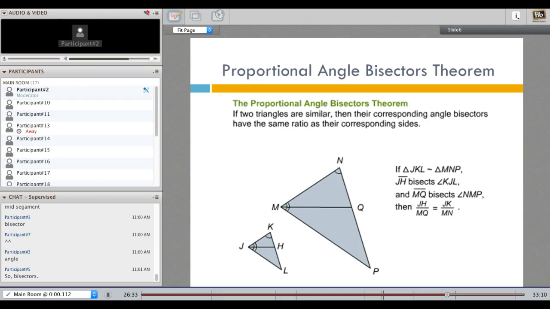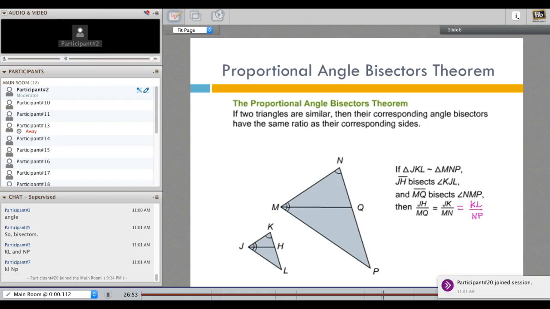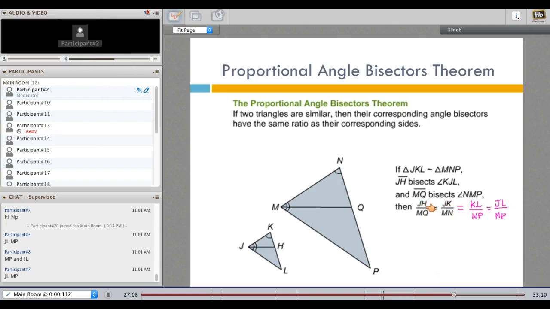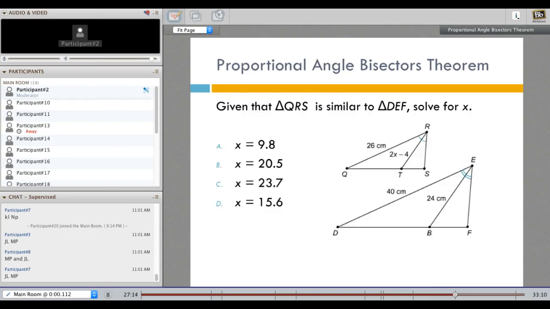What other ratios could we add to that besides JK and MN? What other sides would be equivalent? What other ratios would be the same there? Okay, KL and NP. Yep, that would work. What else? There's one more. Good. JL and MP. Okay, so you can use any two of these. You wouldn't need all four of them, but if you knew information about the angle bisectors and you knew these two sides, then put those together in a proportion, okay?